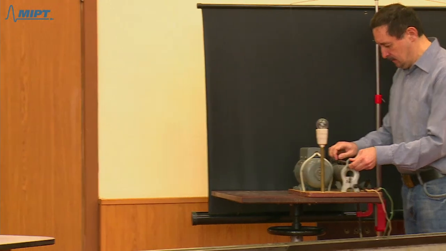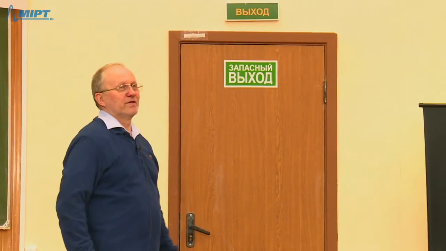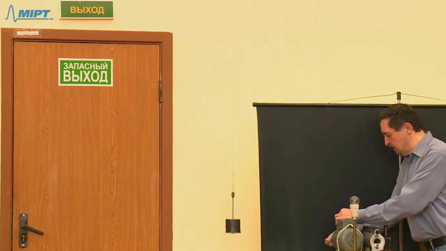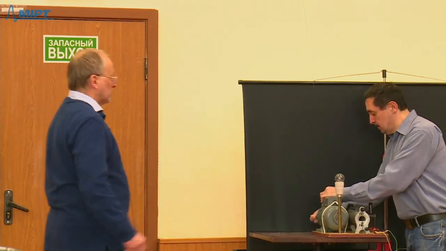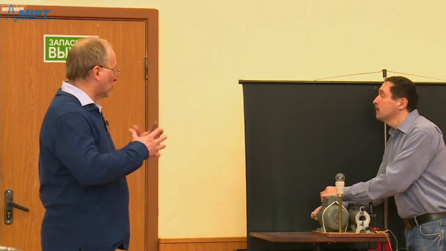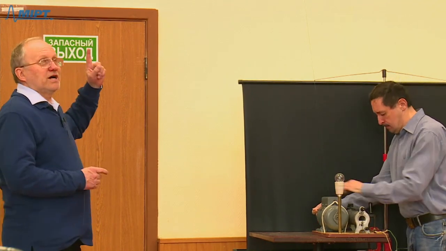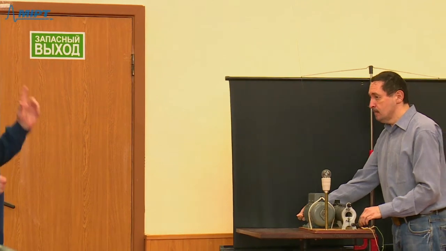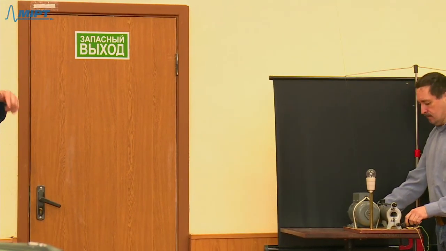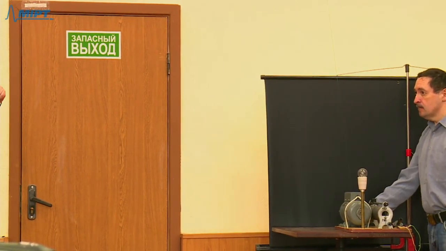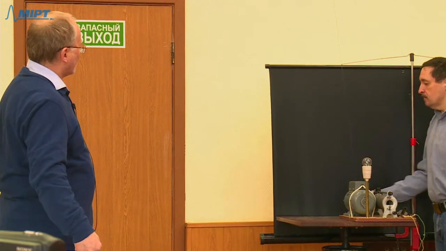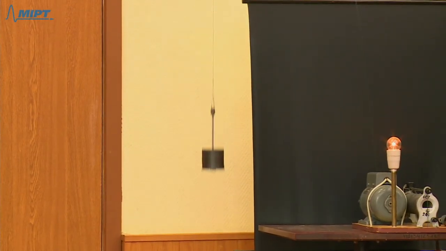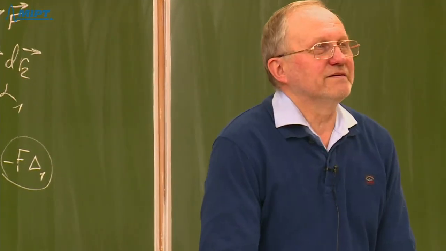Okay. Now we can change the resistance in this electrical circuit, and we will repeat this experiment with a smaller resistance, and therefore a larger current will flow, and the lamp will glow with more intensity. You will see more intense light, and the load will go down quicker, so the power of the internal force, the rate of work performance, will be larger, and so it will move quicker. Okay, let's go. And the lamp glows better. You see it?